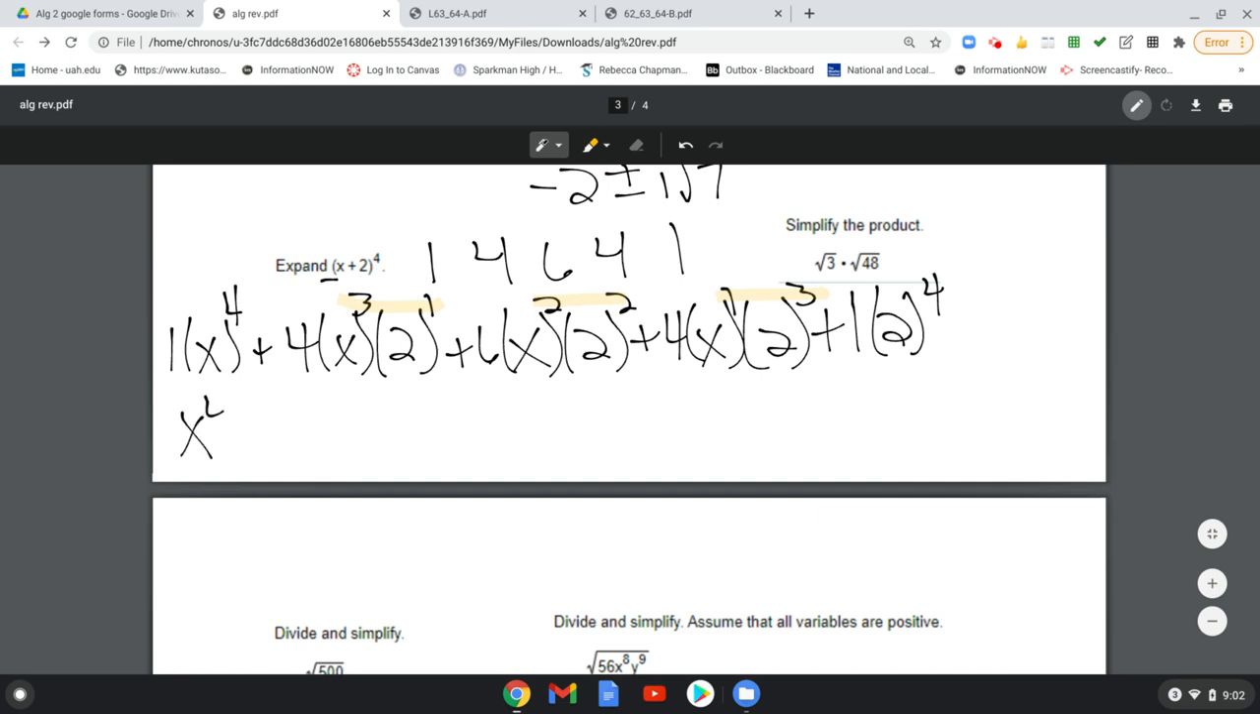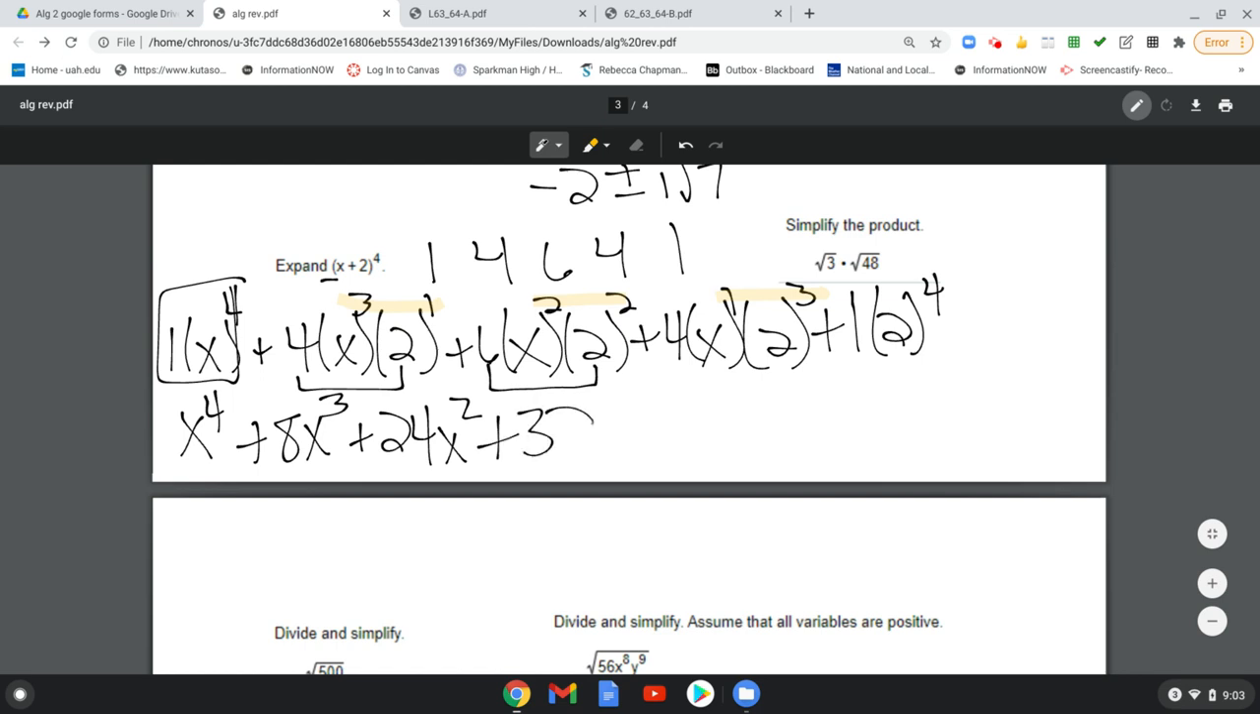We have x to the 4th for the first term. When I multiply 2 and 4, I get 8, x to the 3rd. When I multiply 6 times 2 squared, that's 6 times 4, which would be 24, x squared. When I multiply 4 times 8, 2 to the 3rd is 8, so 4 times 8 is 32, x. And then my final term would be 16, which is 2 to the 4th. And that would be the expansion of x plus 2 to the 4th power.